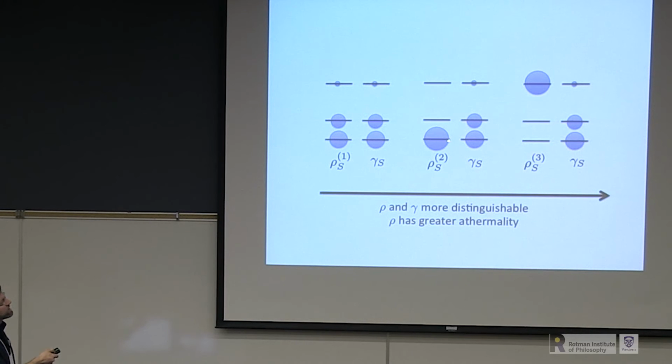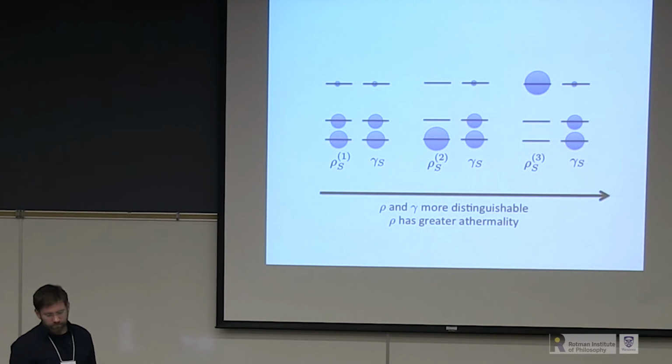So this is a ground state. It's obviously statistically distinguishable from the thermal state. This excited state is even more statistically distinguishable from the thermal state. This guy is not at all distinguishable. So rho S2 is more athermal than rho S1, and rho S3 is even more athermal than that. That's the idea. It's this distinguishability that matters.